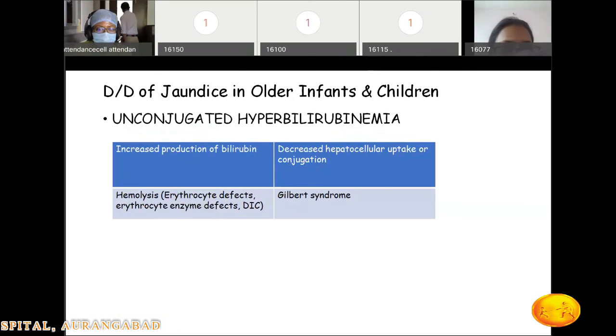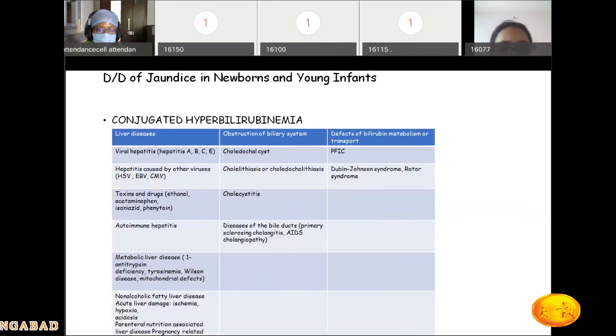In older infants, again, the same causes of hemolysis. In hepatocellular uptake defects, you can get Gilbert. Whereas in conjugated, the ones that you have to remember are viral hepatitis, the hepatotropic viruses. Then you've got your systemic viruses: HSV, EBV, Epstein-Barr, cytomegalo. You've got some toxins. One important entity that you have to keep in mind is autoimmune hepatitis. Wilson's as the metabolic cause, and the other causes that we've seen previously also we have to keep in mind. So conjugated hyperbilirubinemia has a list of causes over here.